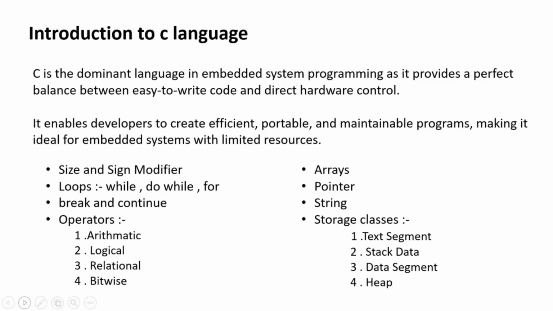In C language, there are size and sign modifiers, loops like while, do while and for loop, break and continue, operators like arithmetic, logical, relational and bitwise. There are array, pointers, string and storage classes. In memory segmentation, there are 4 types: text segment, stack, data segment and heap.